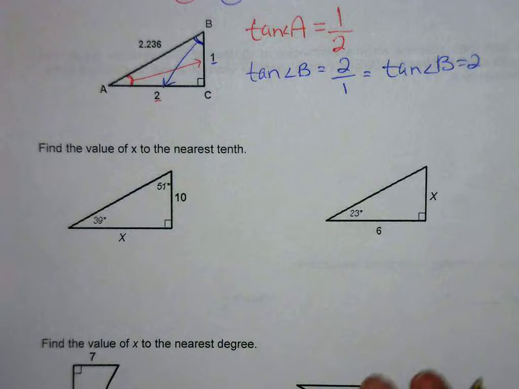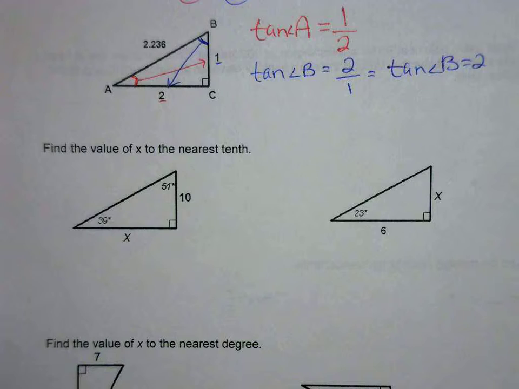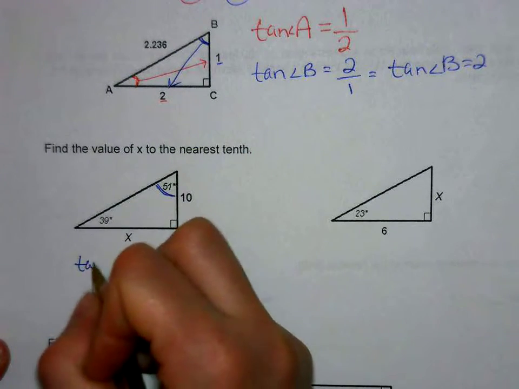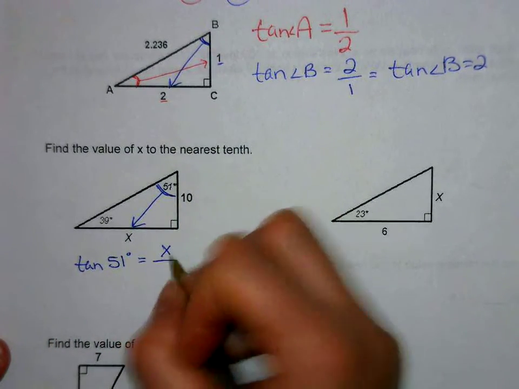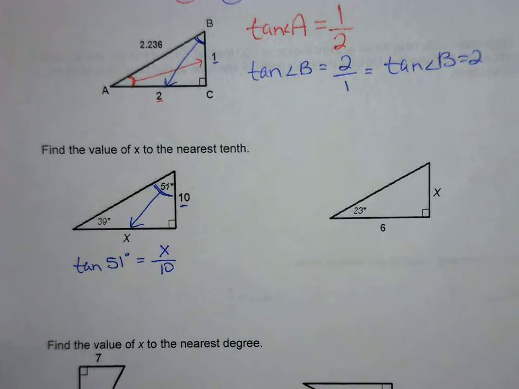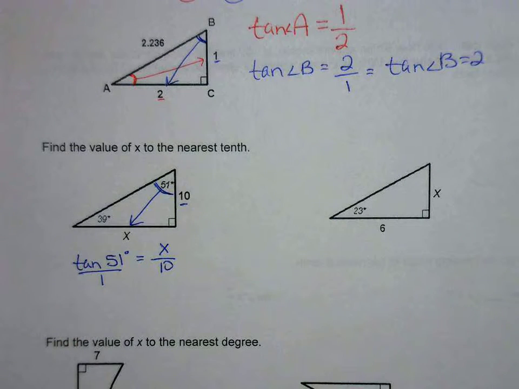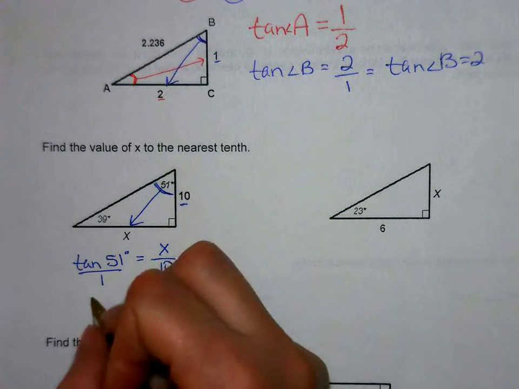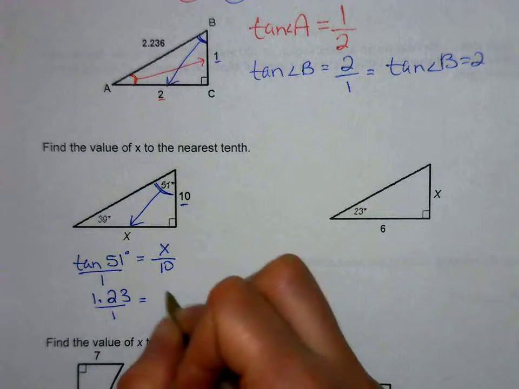So let's look at these next examples. We want to find x to the nearest tenth. So if we do that, let's look at the tangent of this angle. So the tangent of 51 degrees equals the side opposite over the adjacent side. Since we don't know what this ratio is, we're going to set this up. We're going to cross multiply. But first, tangent of 51 degrees, if we use our calculator, tangent of 51 is 1.23 over 1 equals x over 10.